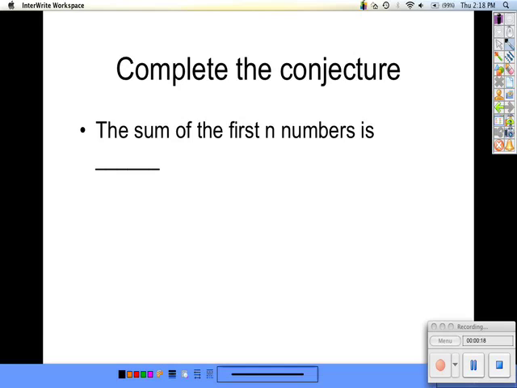So what we can start by doing is plugging in numbers and seeing what we get. The sum of the first one numbers is 1. The sum of the first two numbers is 3. Sum of the first 3, 4.